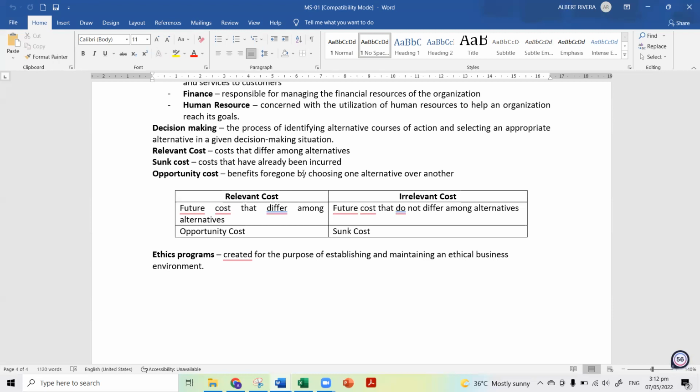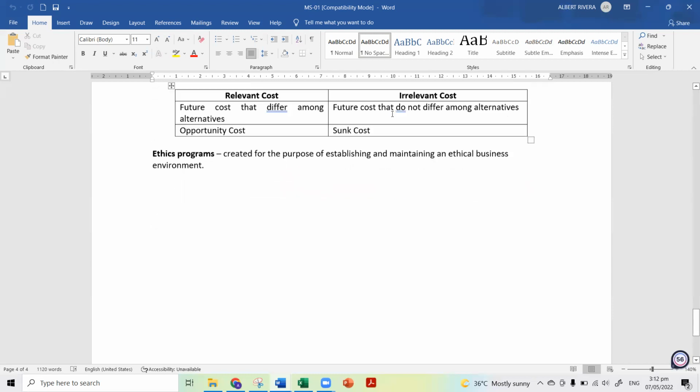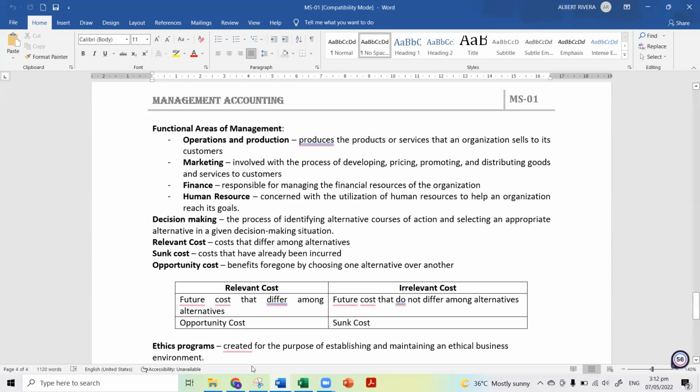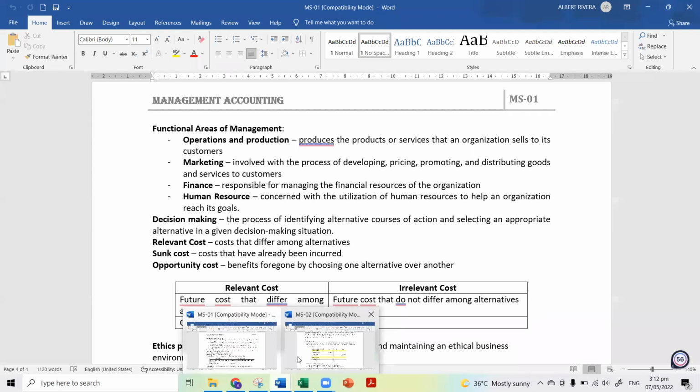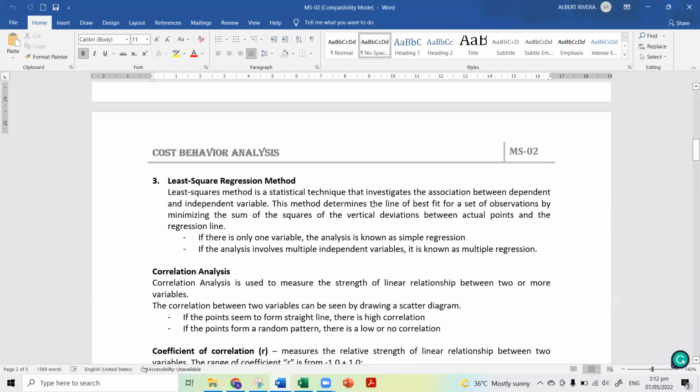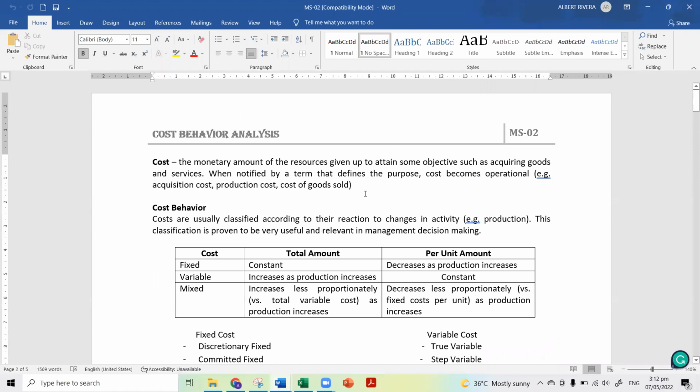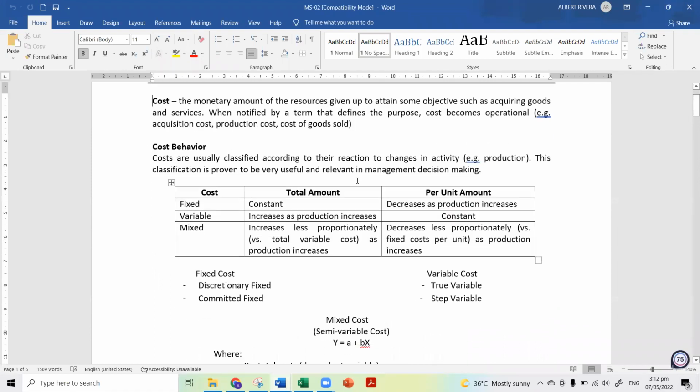Sige. So, let's proceed to module 2. Ito, medyo may computation. Okay. Sa module 2 class, nandito na si cost behavior analysis. Okay. Ito kasi yung cost behavior niyo.